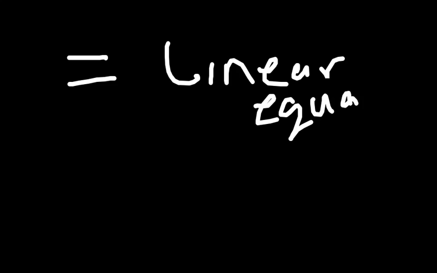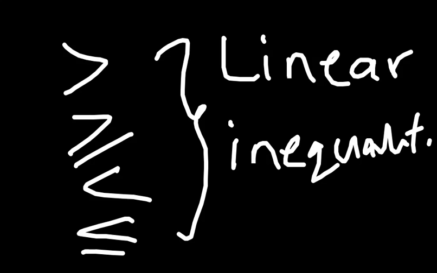Now in our linear functions, we use the equal to sign. This is used for our linear equations. But for our linear inequalities, what we're going to be using is our less than sign, greater than sign, greater than or equal to, less than or equal to. Now when you see mathematical equations with these signs, you know that they are for linear inequalities.